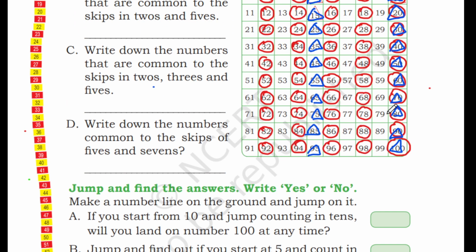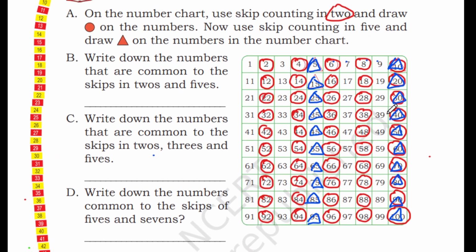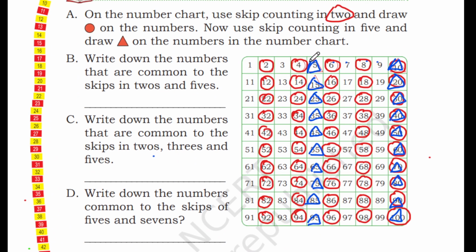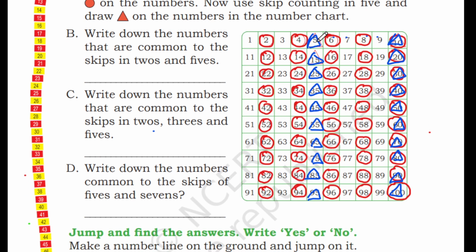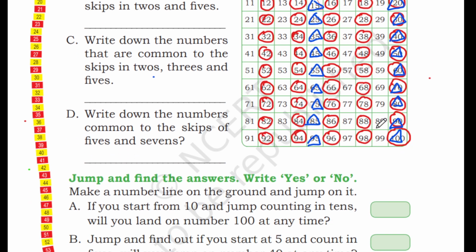If you see, when we skip count by 2, we reached all the 2 tables, and when we skip count by 5, it comes in the 5 tables. Like 5 ones are 5, 5 twos are 10, 5 threes are 15, 5 fours are 20, 25, 30, 35, 40, 45, 50, 55, 60, 65, 70, 75, 80, 85, 90, 95, 100.